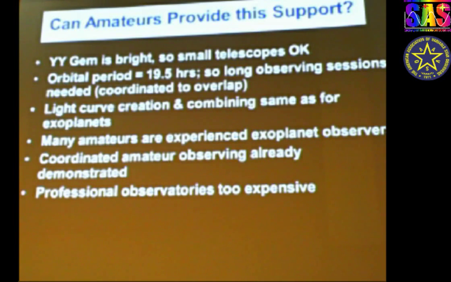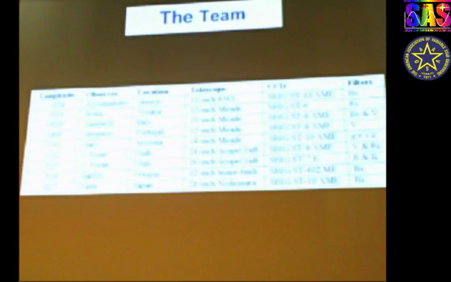She also indicated that she had no money, and she would be willing to pay the amateurs nothing to do this data, and of course, being amateurs, we all jumped on board.